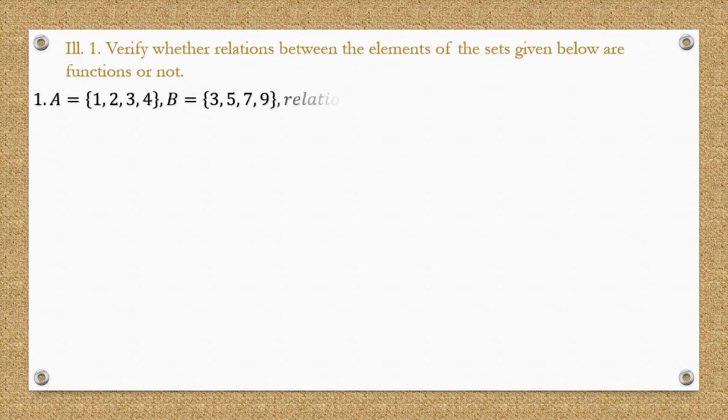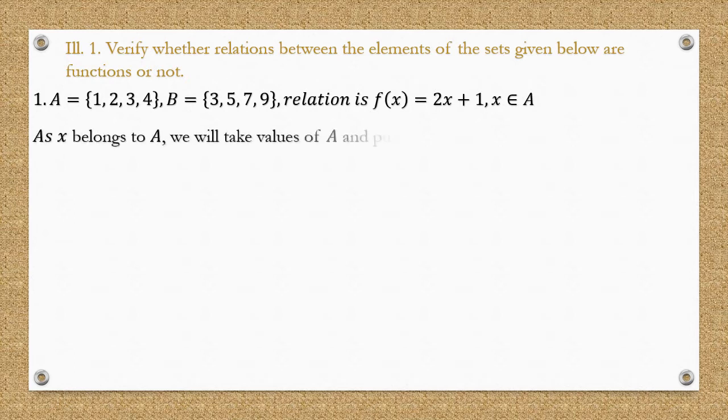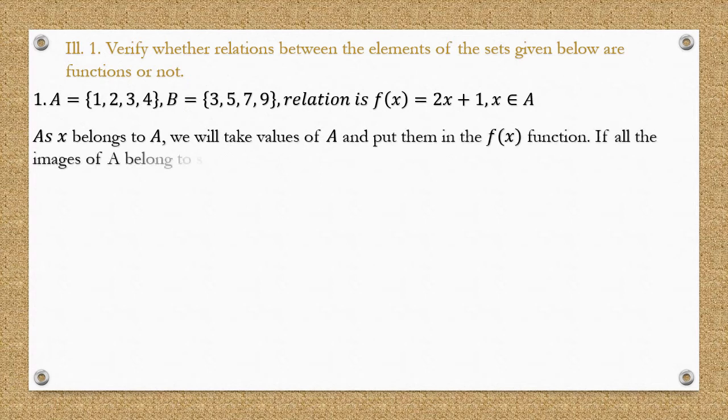We have set A with values 1, 2, 3, 4, set B with values 3, 5, 7, 9, and the relationship given here is 2x plus 1, where x belongs to A. That means we have to take the values of A as the values of x and put them into the function of x, that is f(x). If all the images, that is all the results of A, belong to the values of set B, then we can say that this is a function. Let's start with the first value. The first value of A is 1.